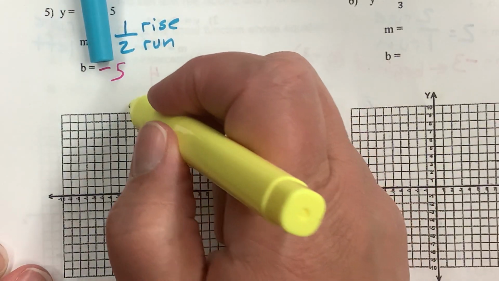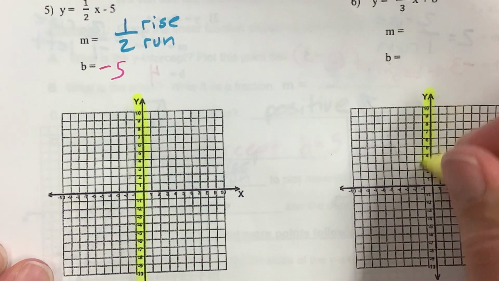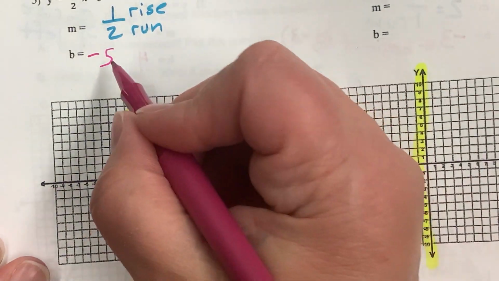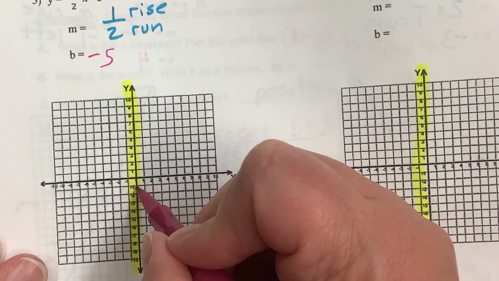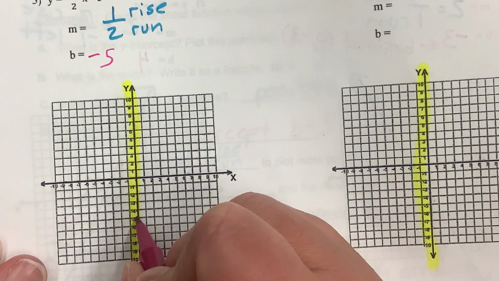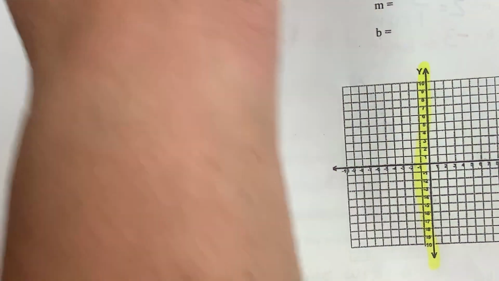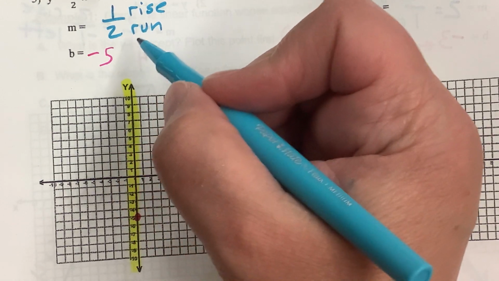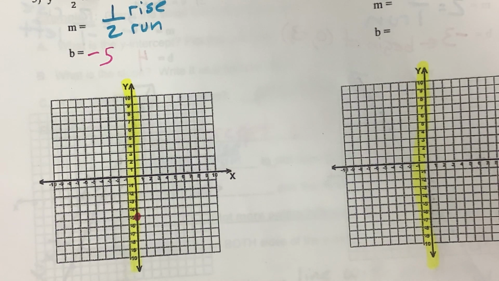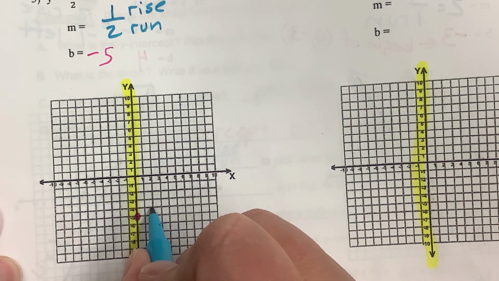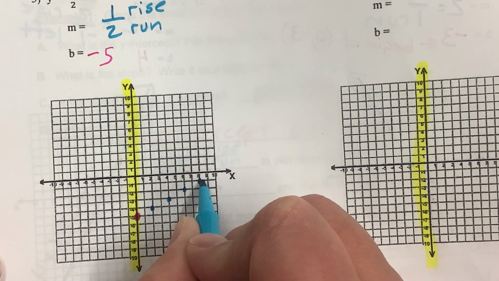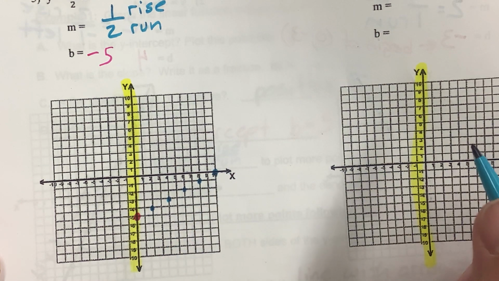I should always highlight my yellow lines first. I'm just going to go through and highlight all of those, because otherwise I will forget. I don't want to forget stuff. Here we go. -5. Start at 0, 0. 1, 2, 3, 4, -5. And now I have to rise 1, run 2. Rise 1, run 2. Rise 1, run 2. And look, it's positive, so it's going up and to the right.